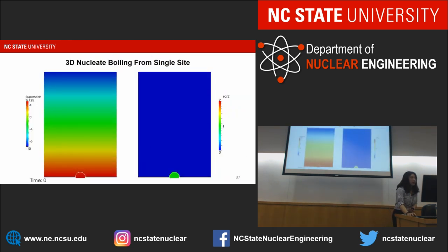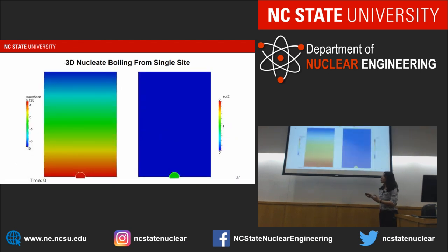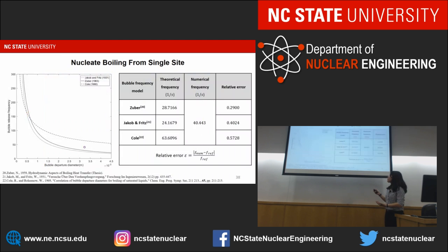Let's not play again. Well, it doesn't like me, so it's no movie. But anyway, the result is: I was able to extract the bubble departure frequency, which is 1 over the bubble departure time, and compare it with the experimental-based, commonly used bubble release frequency model. And this purple point is a numerical result. And this has pretty good agreement with the correlations.